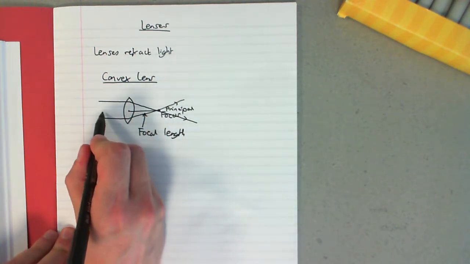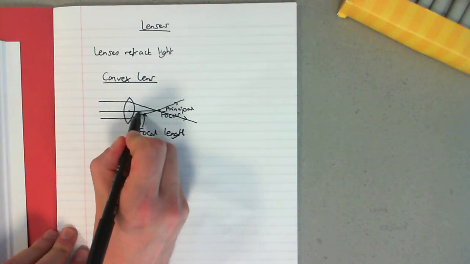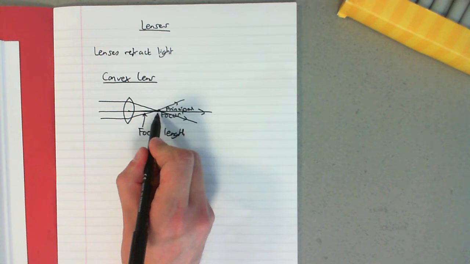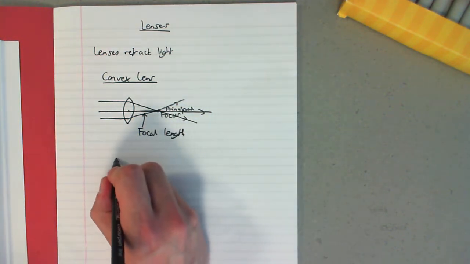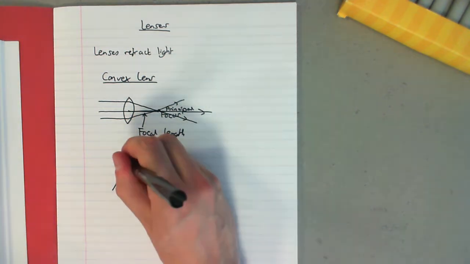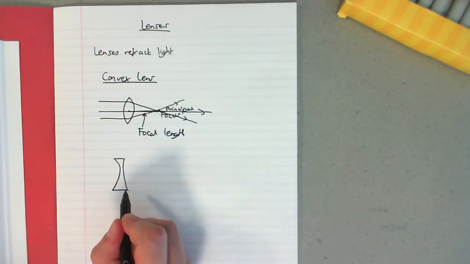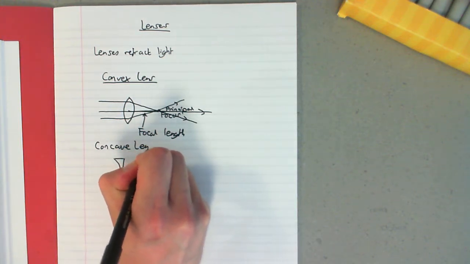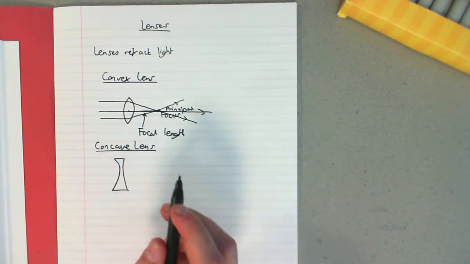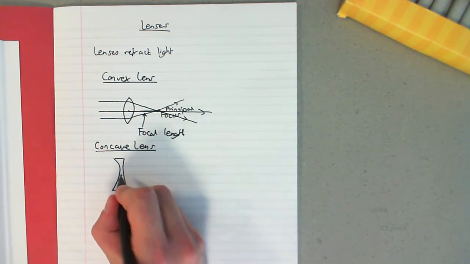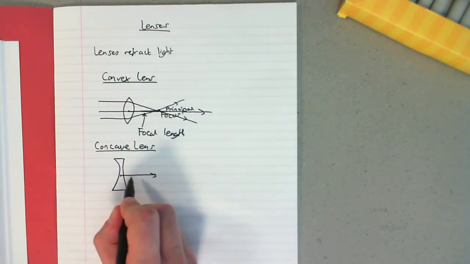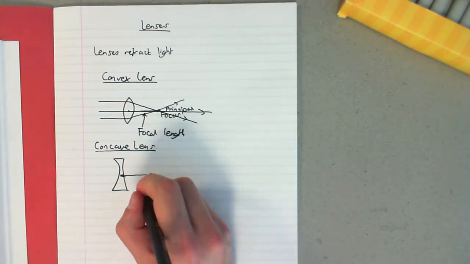And if the light's coming in straight along the axis, it just carries on going straight through. So all those points are there. That is the principal focus. So that's a convex lens. A concave lens, instead of bulging outwards, curves inwards. That's called a concave lens. And again, the centre of the lens to the principal focus is the focal length.